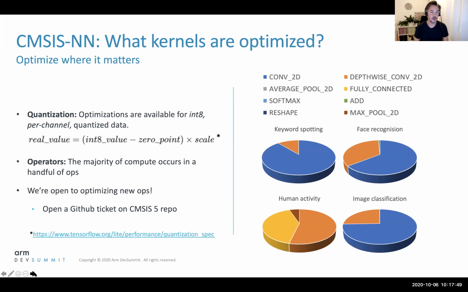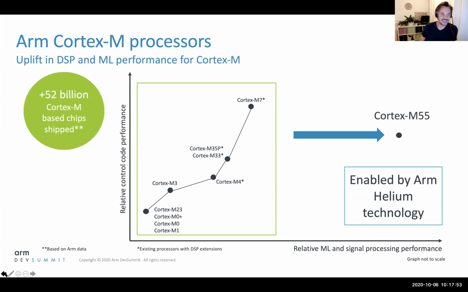And as you can see in the green, one slide back, it's interesting to mention that up till this date, more than 52 billion Cortex-M have been shipped. So it's an impressive number. Next slide, please.